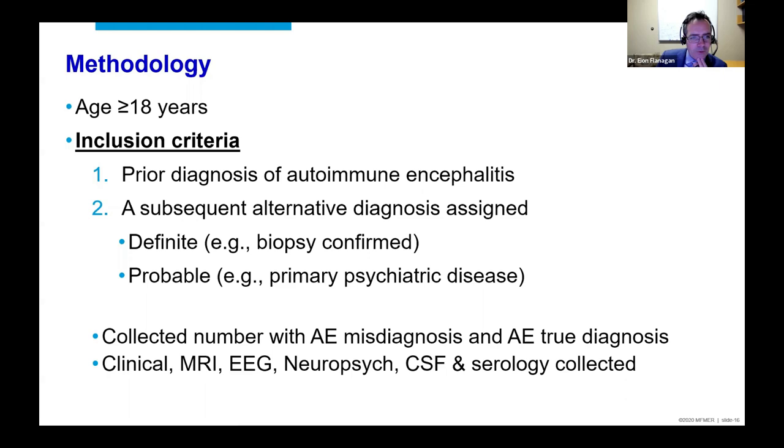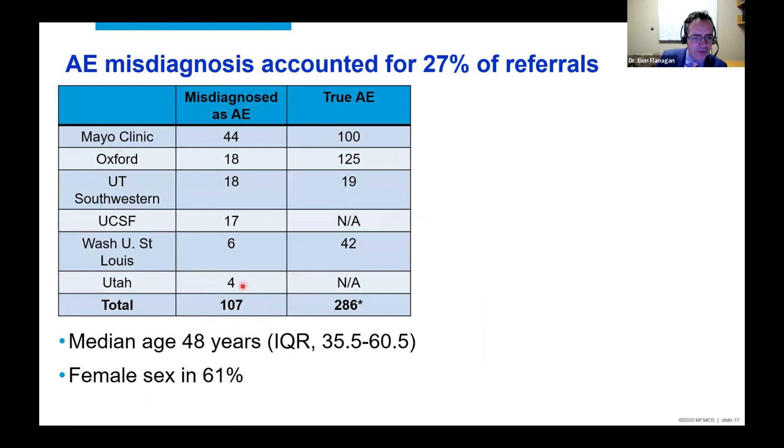What we had in total was 107 patients who were misdiagnosed. And this represented about a quarter of patients referred. The other patients did have true autoimmune encephalitis.